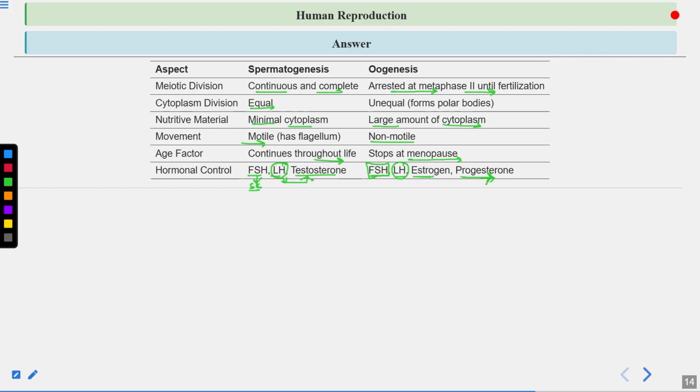Progesterone is mainly secreted by the corpus luteum, and a very small amount of estrogen is also released by the corpus luteum. So that's why it is known as a temporary endocrine gland. And when the corpus luteum degenerates, a structure is formed which is known as the corpus albicans.